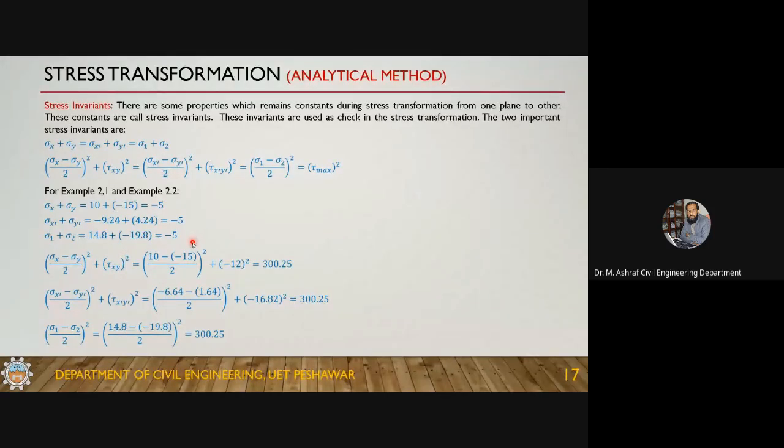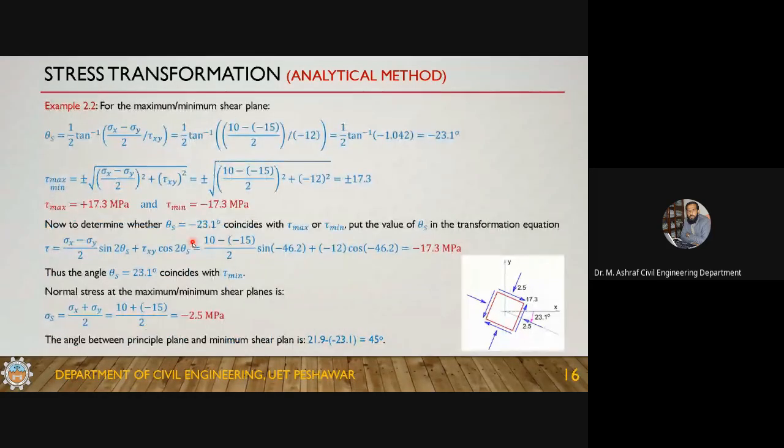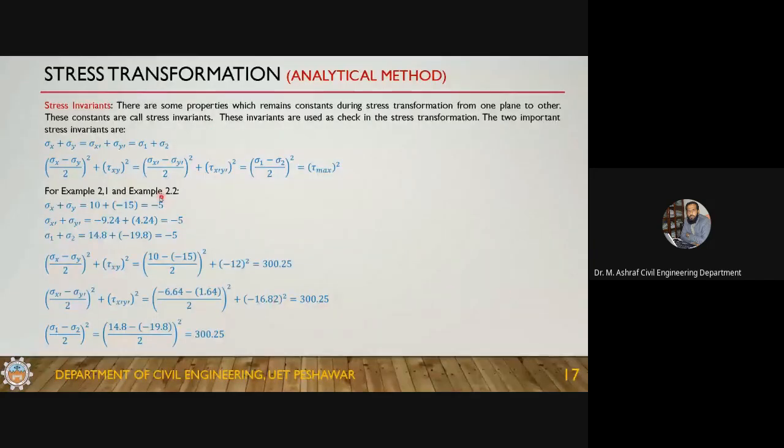Even for the maximum shear plane, you have minus 2.5 and minus 2.5. The sum is minus 5. So in all cases you can use this as a check. When you calculate sigma x prime and sigma y prime, sum them up and compare with the original sigma x plus sigma y. If they are the same, then your calculation is okay as far as the normal stress is concerned.